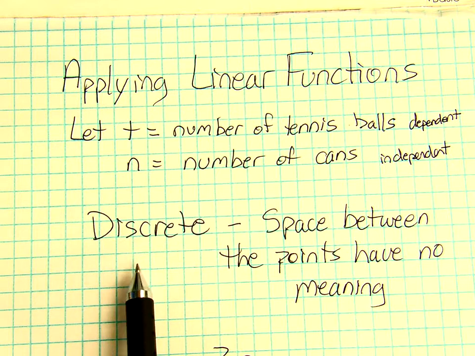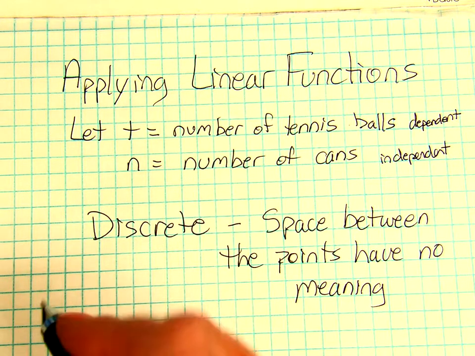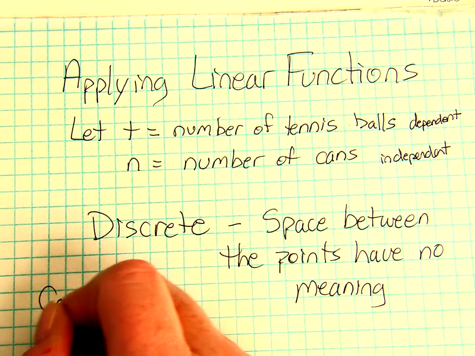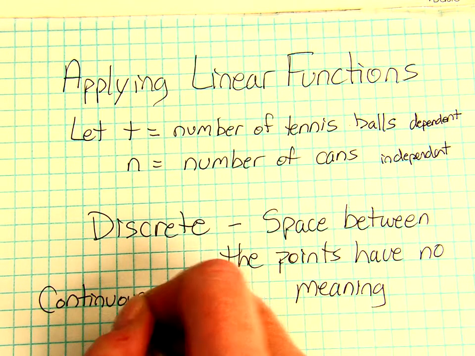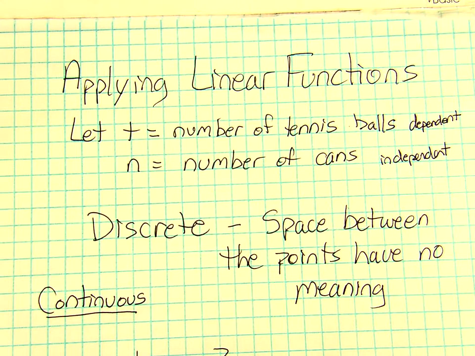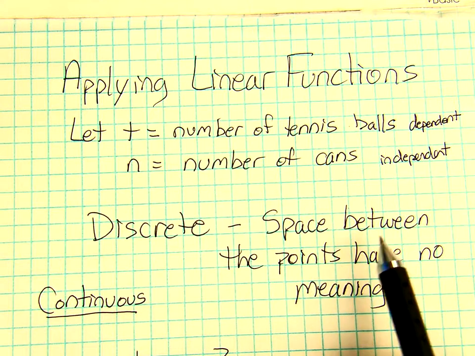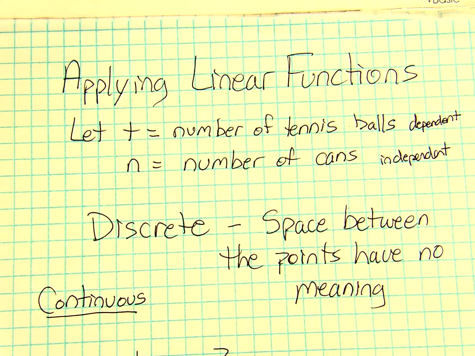So the next thing that we want to discuss before we graph this is the difference between discrete information and continuous. I didn't write this before. Continuous data. Okay. Now, discrete data tells us that the space between the points that we are going to place on a graph have no meaning.